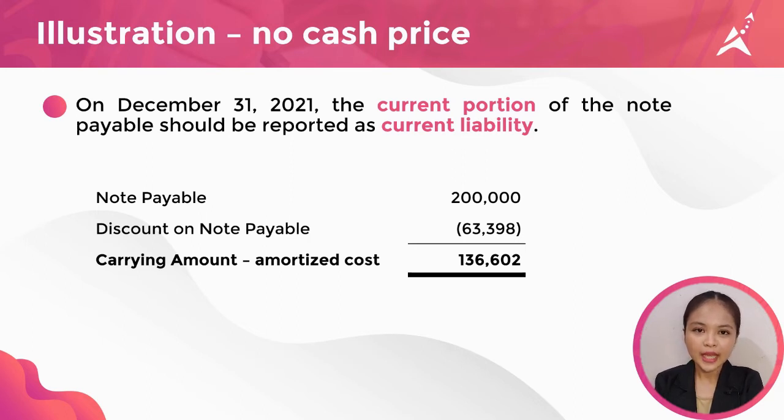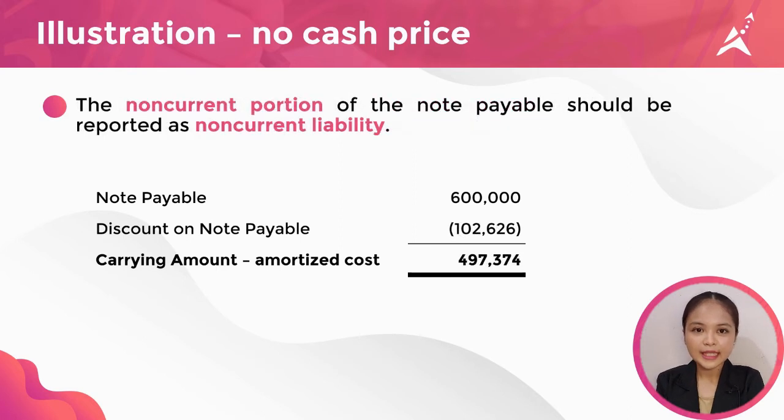Next, on December 31, 2021, the current portion of the note payable should be reported as current liability. To compute for this, the annual installment of 200,000 pesos minus the discount on note payable of 63,398 pesos equals the carrying amount at amortized cost of 136,602 pesos. You'll notice that this is the principal for December 31, 2022. On the contrary, the non-current portion of the note payable should be reported as non-current liability. When we say non-current liability, it is an obligation not due for settlement within 1 year.